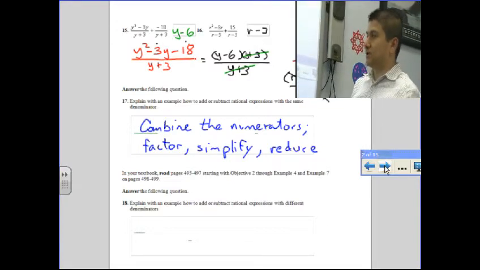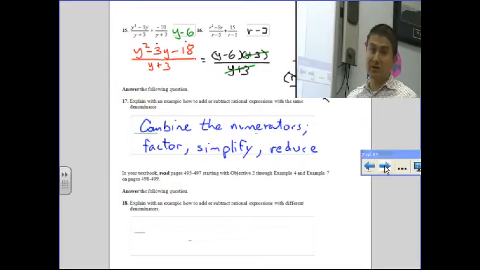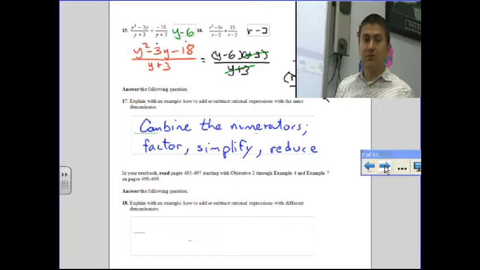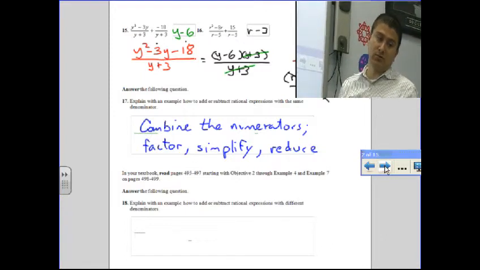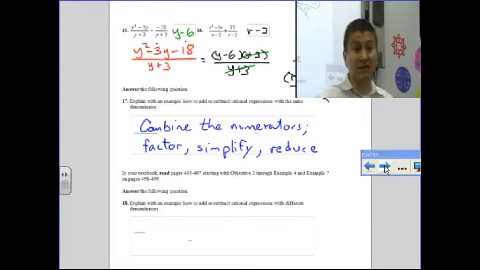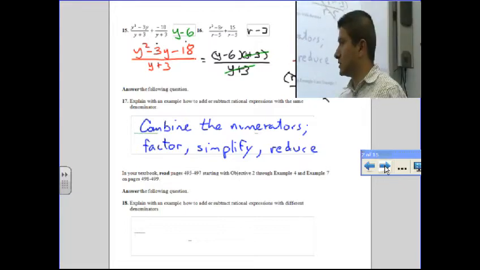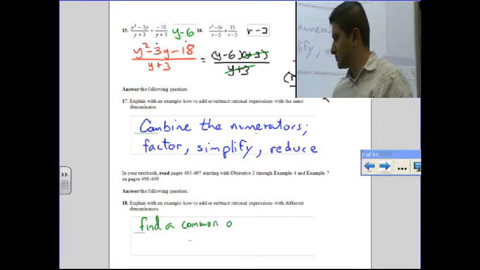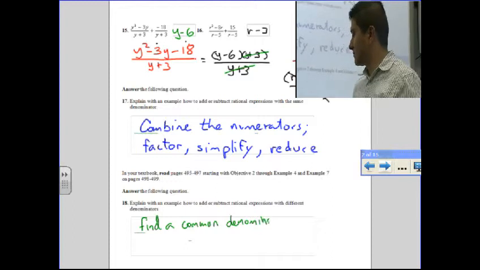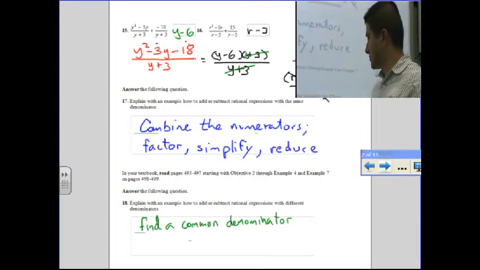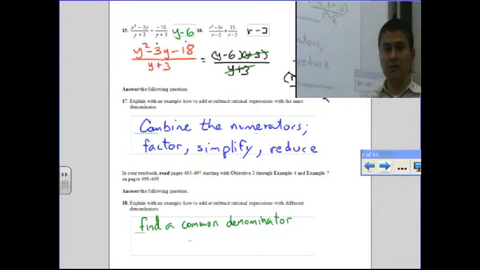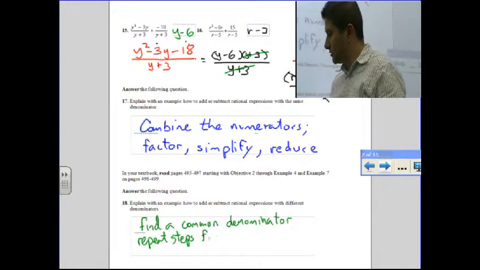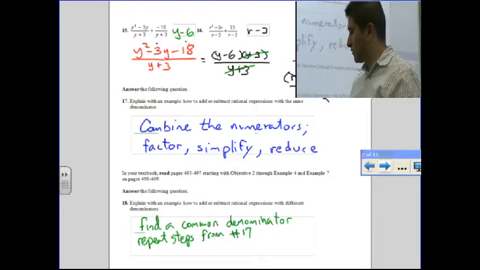Let's look at the bottom. It says, explain with an example how to add or subtract rational expressions with different denominators. This is number 18. What happens when the denominator is not the same? Because that's what we're going to do right now. If the denominator is not the same, we've got to make it the same. So let's write this down. Find a common denominator. And once you find a common denominator, repeat the steps from problem 17.